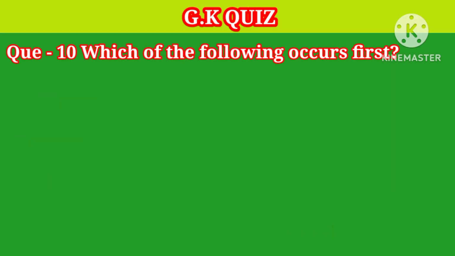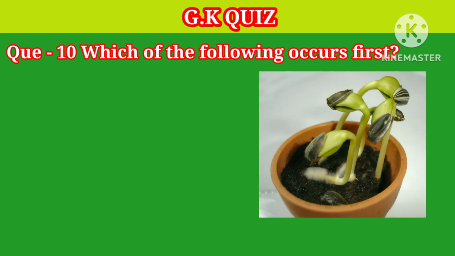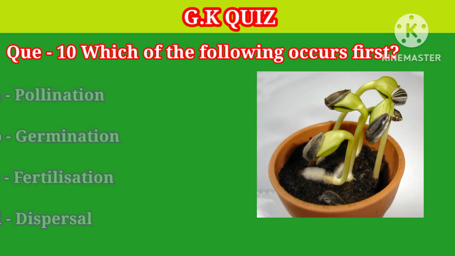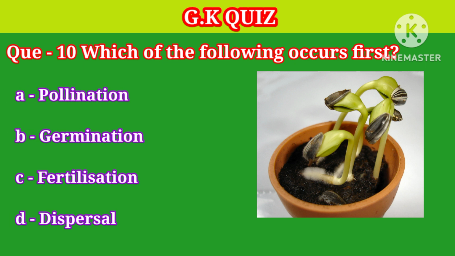Question number 10. Which of the following occurs first? Your options: A. Pollination. B. Germination. C. Fertilization. D. Dispersal. Your right answer is germination.